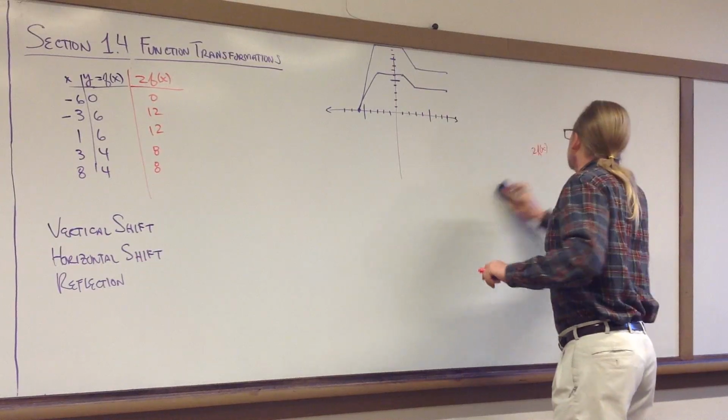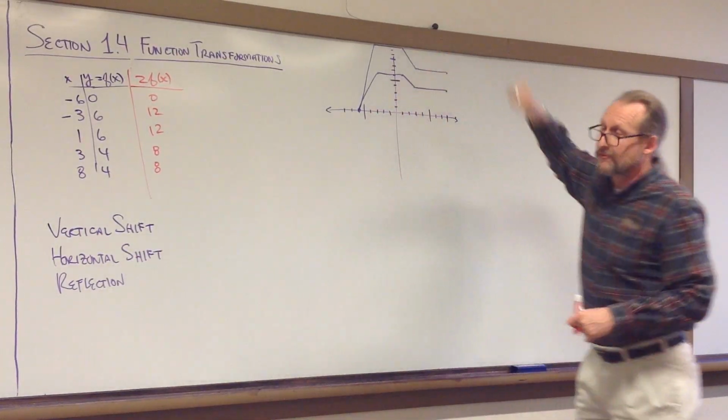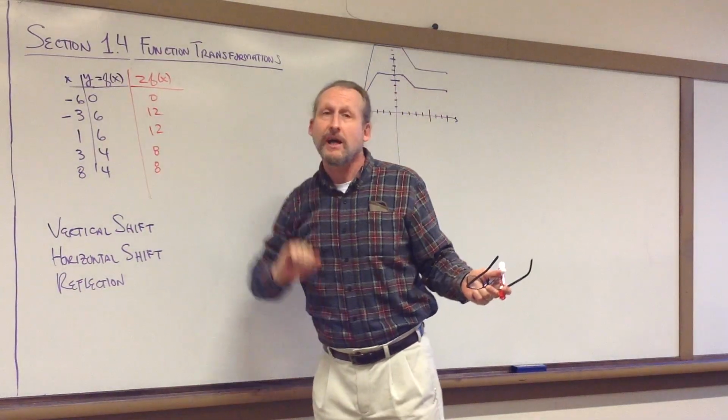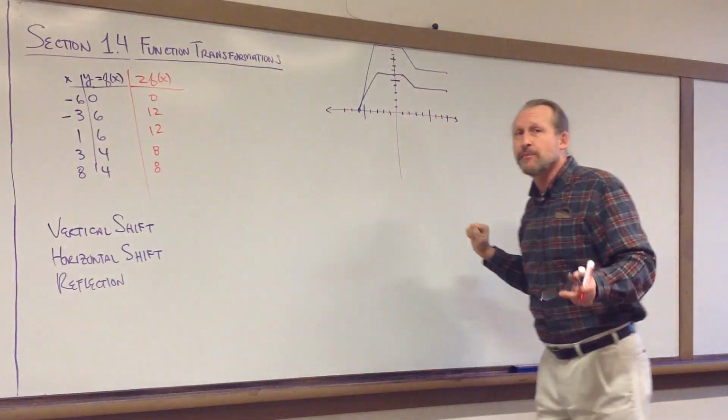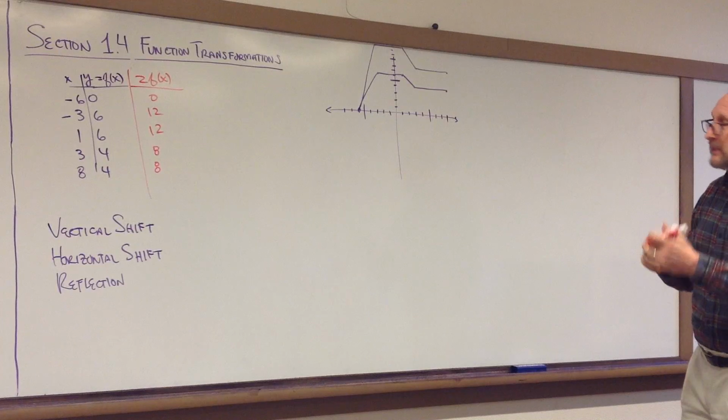Okay, so that's a 2 outside of the parentheses. That's going to stretch it in a vertical direction. Notice that everything that's outside of the parentheses affects the y values. When you go inside the parentheses, that's where the x values get affected. Okay, so let's take a look at that one.